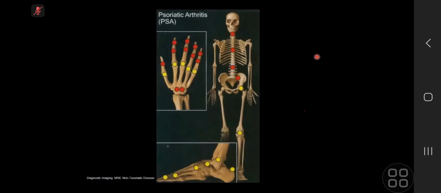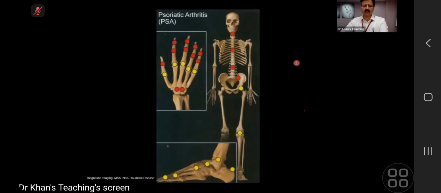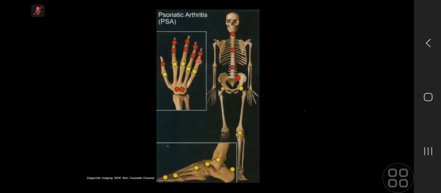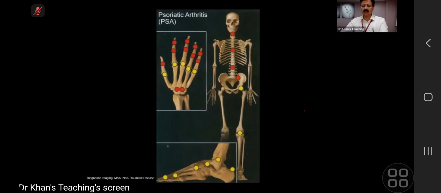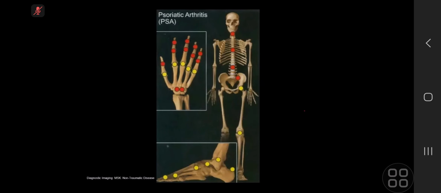Okay, one point is that in psoriatic arthritis, look at the hand. Psoriatic arthritis, you have to differentiate it from CRA. And one of the take-home points will be the, just 1 second.